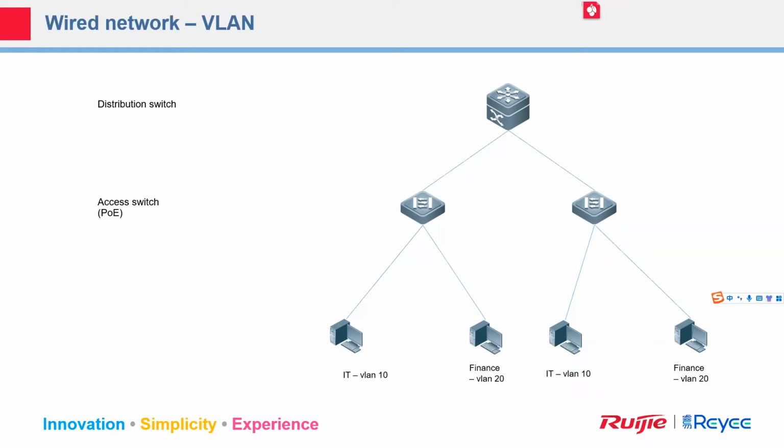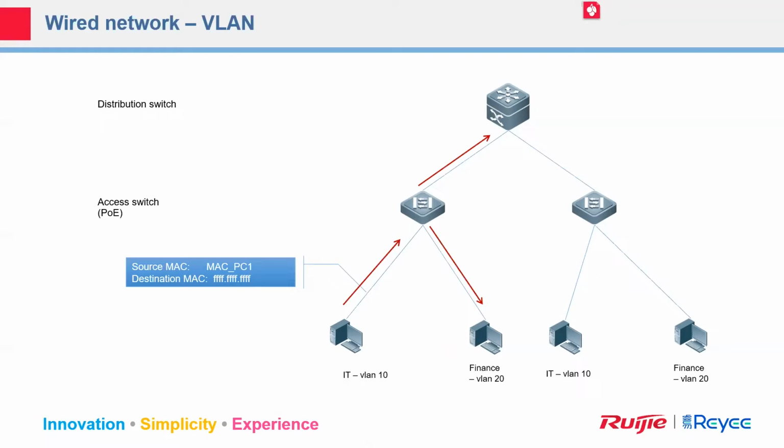Then there is a problem. If the IT department sends out a broadcast packet, the destination MAC address is F. When the switch receives it, the switch will do the flood, right? What does flood mean? I will send out the packets to all the interfaces except the receiving interface. Then this switch will flood again. Finally, all the terminals in the network will receive the broadcast packets.